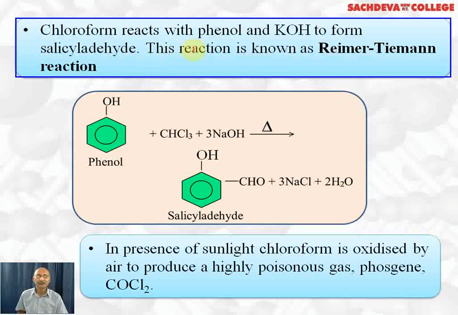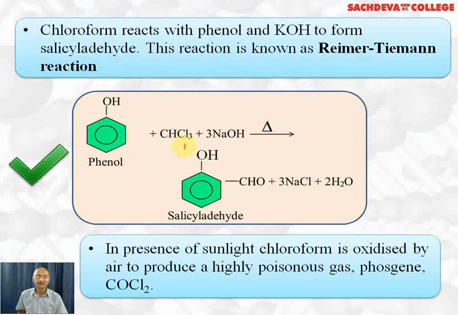Next, chloroform reacts with phenol and KOH to form salicylaldehyde. This reaction is known as the Reimer-Tiemann reaction. Phenol reacts with chloroform and 3NaOH or 3KOH. On heating, it gives salicylaldehyde, which is also called 2-hydroxybenzaldehyde, plus 3NaCl plus 2 water. So the Reimer-Tiemann reaction is most important.